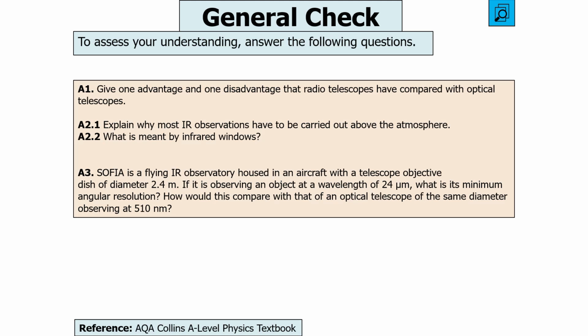Now, the next question says, give one advantage and one disadvantage that radio telescopes have compared with optical telescopes. Then explain why most infrared observations have to be carried out above the atmosphere and what is meant by infrared windows. Then SOFIA is a flying IR observatory housed in an aircraft with a telescope objective dish of diameter 2.4 meters. If it is observing an object at a wavelength of 24 micrometers, what is its minimum angular resolution, and how will this compare with that of an optical telescope with the same diameter observing at 510 nanometers? So pause the video now, then unpause the video when you want to go through your answer.